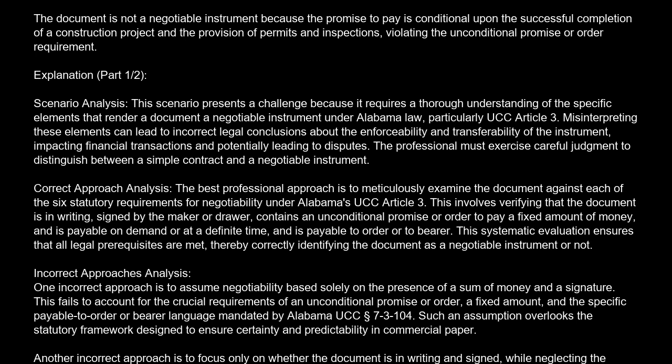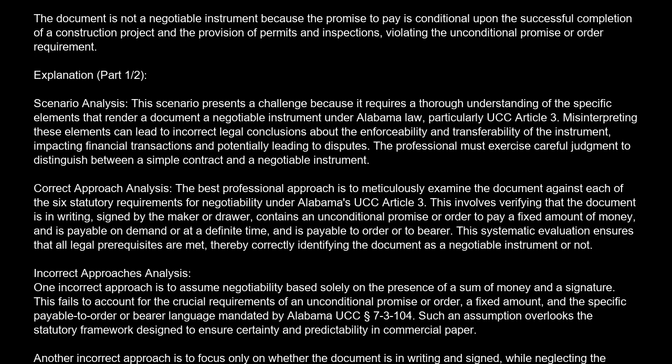Explanation. Scenario analysis. This scenario presents a challenge because it requires a thorough understanding of the specific elements that render a document a negotiable instrument under Alabama law, particularly UCC Article 3. Misinterpreting these elements can lead to incorrect legal conclusions about the enforceability and transferability of the instrument, impacting financial transactions and potentially leading to disputes. The professional must exercise careful judgment to distinguish between a simple contract and a negotiable instrument.